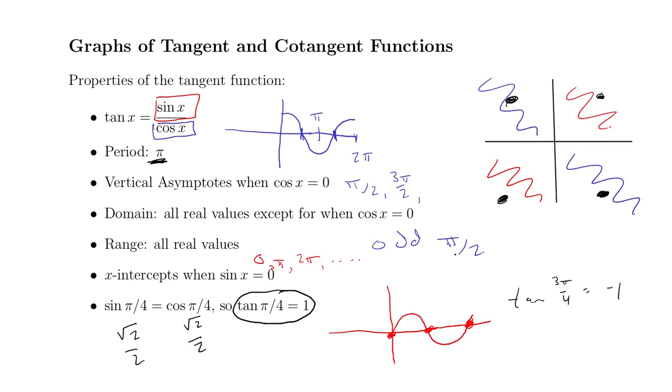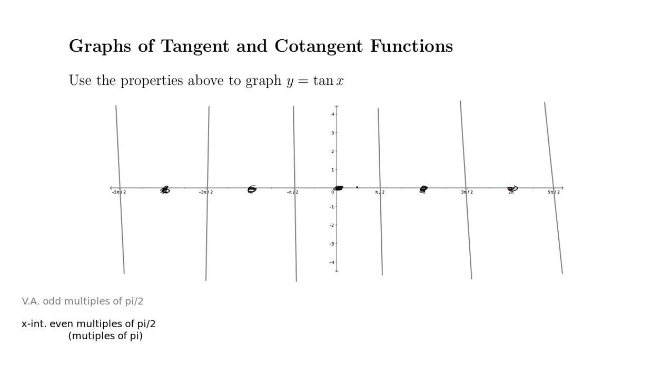Then we have these 2 points to think about. Tangent of pi over 4 is 1. So pi over 4 is right here. Bang. And then we could say tangent of 3 pi over 4 is negative 1. That's this one here. Or what we could do is say tangent of negative pi over 4 is negative 1. Same thing. So I think that's a really helpful kind of thing to notice.